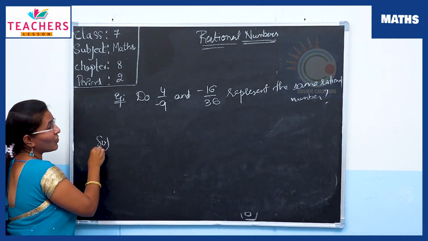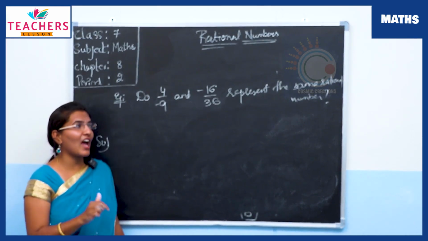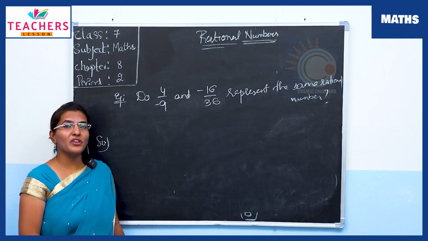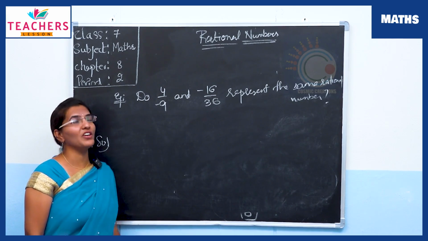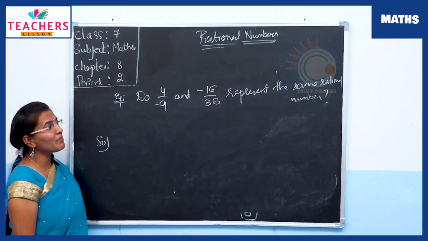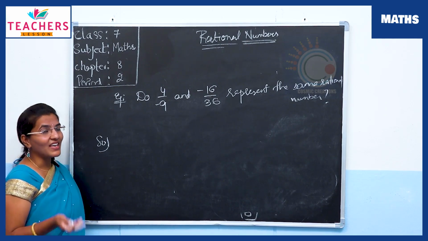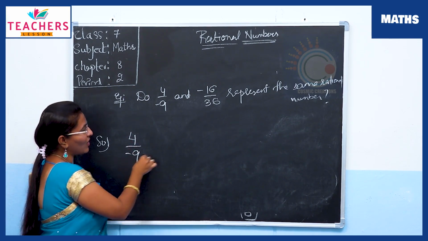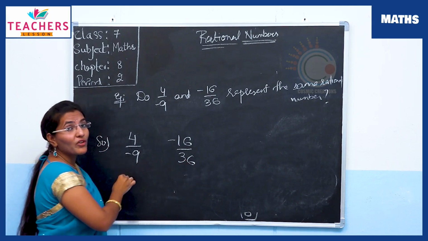Yes. So if you have listened to the previous concept clearly, you are going to do the problem quickly. So how many of you have got the answer? Yes, very good. So do 4 by minus 9 and minus 16 by 36 represent the same rational numbers? How do you check? Yes, by comparing, right? So 4 by minus 9 and what is the other number? Minus 16 by 36.